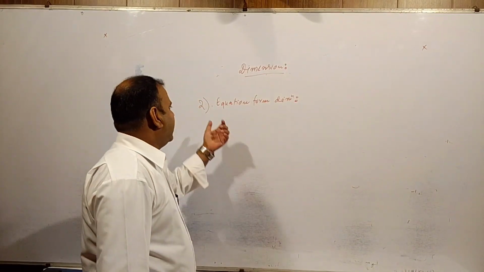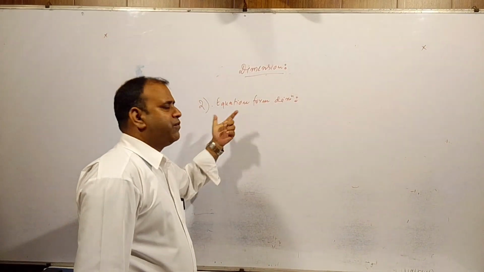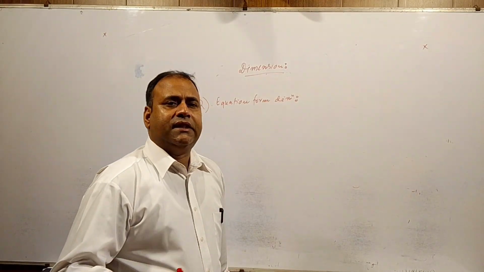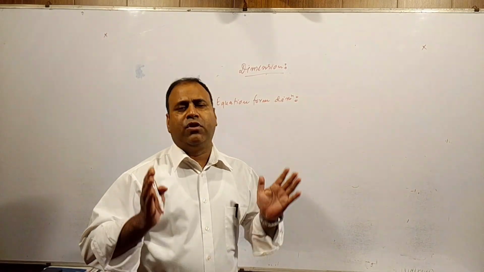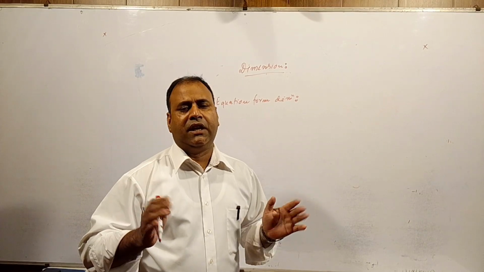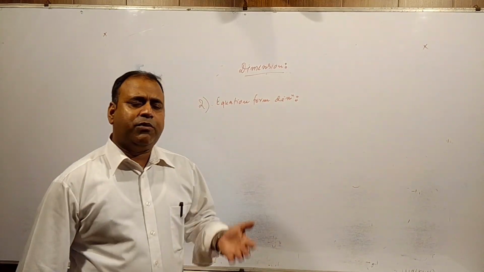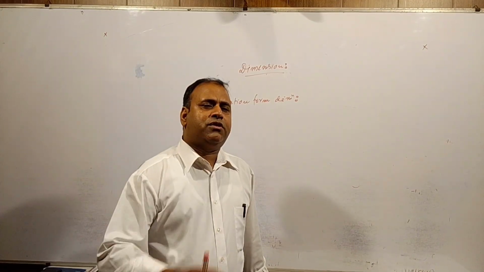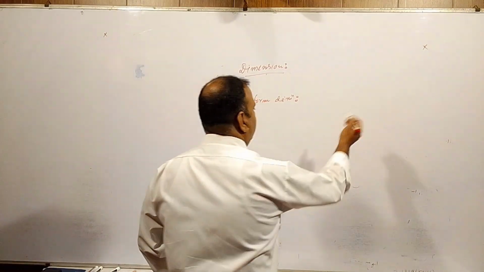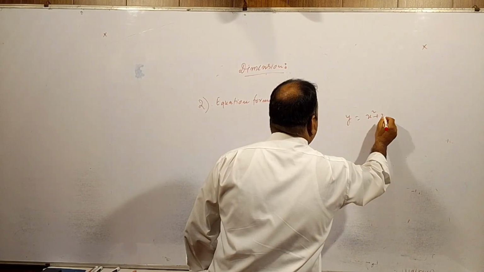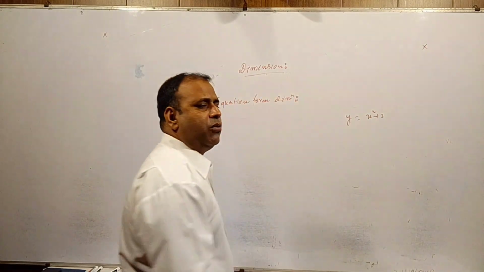Remember, in the case of equation form dimension, if it is given in the form of equations, then you have to remember one principle. The name of the principle is the principle of homogeneity. Suppose one equation is given, suppose y is equal to x square plus 2. This is a kind of equation given.